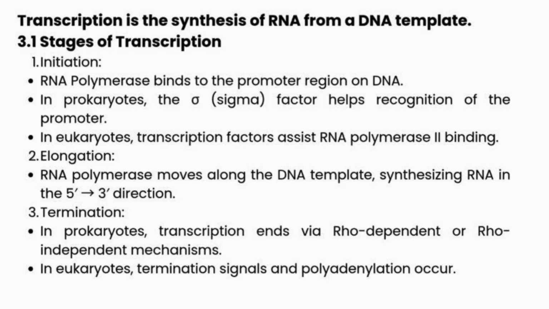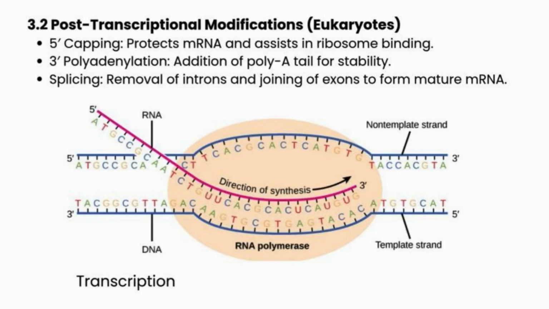2. Elongation. RNA polymerase moves along the DNA template, synthesizing RNA in the 5' to 3' direction. 3. Termination. In prokaryotes, transcription ends via rho-dependent or rho-independent mechanisms. In eukaryotes, termination signals and polyadenylation occur.